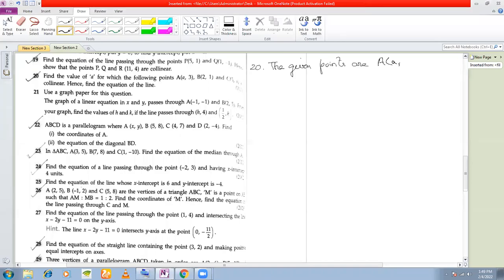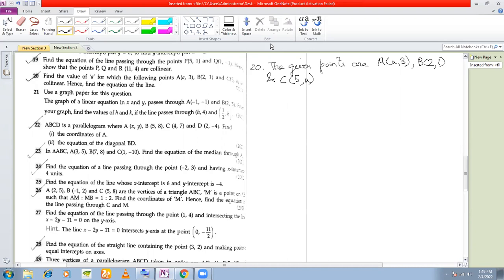A, A3, B, 2, 1, and this third point is not quite visible, so I think it's C5A. You need to find such a value of A that these 3 points are collinear. And the second part of the question is, hence, find the equation of the line.